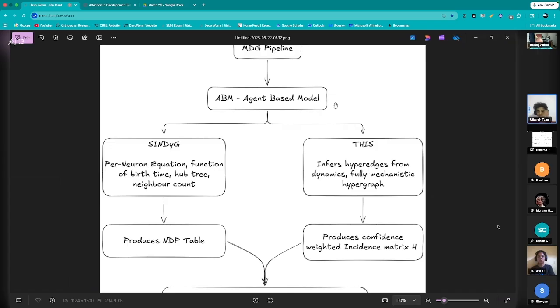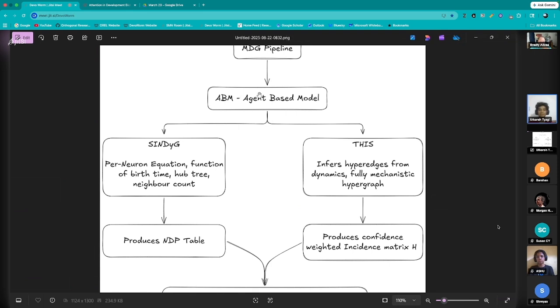So I read a paper named SINDyG. It was published last year, in December 2025, and it was targeting that exact same thing, where two different nodes are connected and together they are producing an equation. So it solves that part.